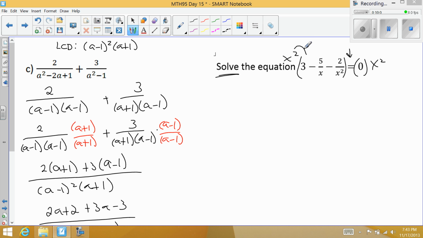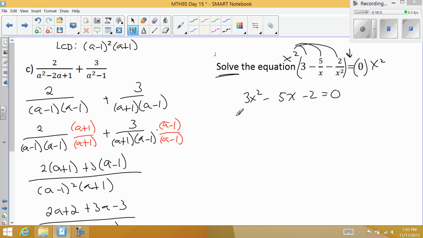Which does mean distributing. On the right-hand side, 0 times x squared is still going to be 0, so be a little lazy there. So on the left side, we'll have a 3x squared. X squared times 5 over x, the x will cancel, leaving us just with the single x in the numerator. And the x squared cancels with the x squared here, and we have a subtract 2. And again, 0 times anything is still 0.